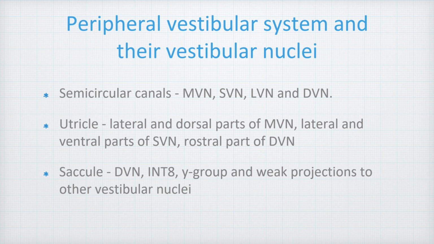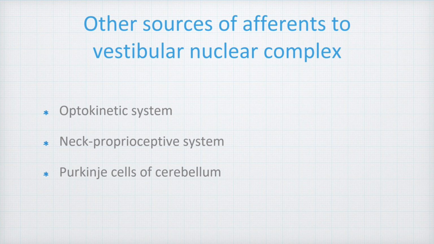But at least remember that utricle does not supply LVN. The other 3 vestibular nuclei get inputs from the utricle. Now, the vestibular nuclear complex does not only receive inputs from the peripheral vestibular system, not just from the semicircular canals, utricle and saccule. It also receives inputs or afferents from the optokinetic system, which is of the eyes.